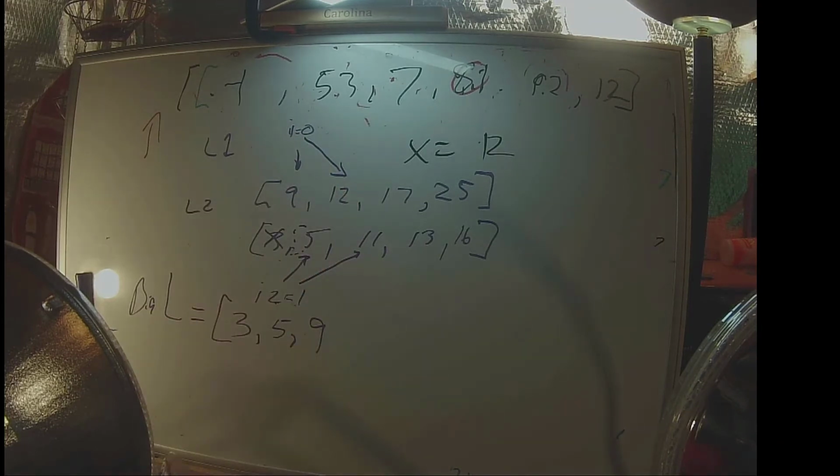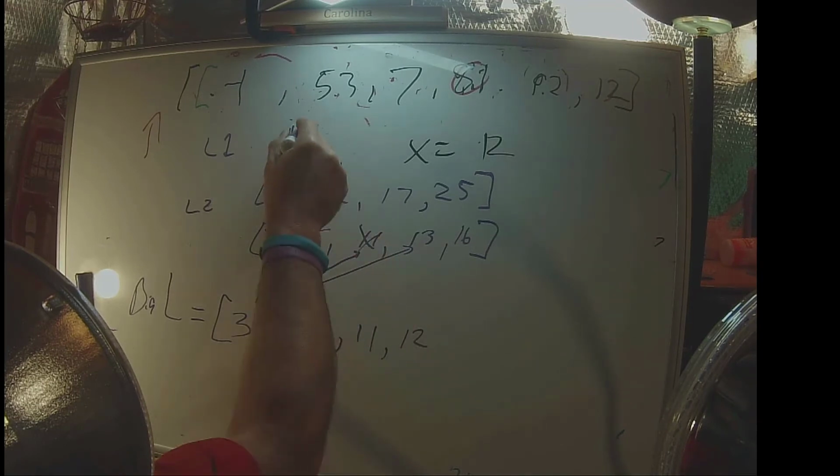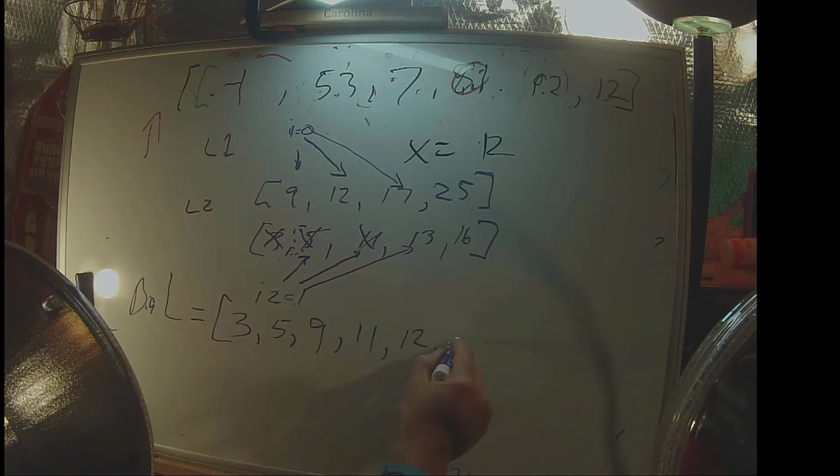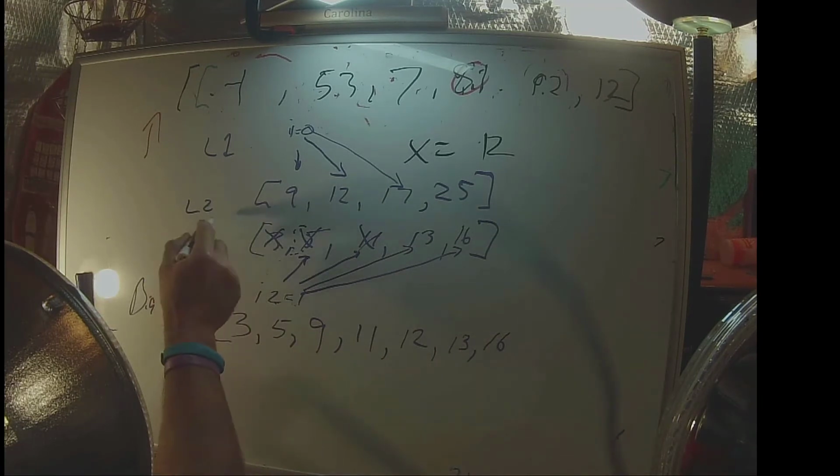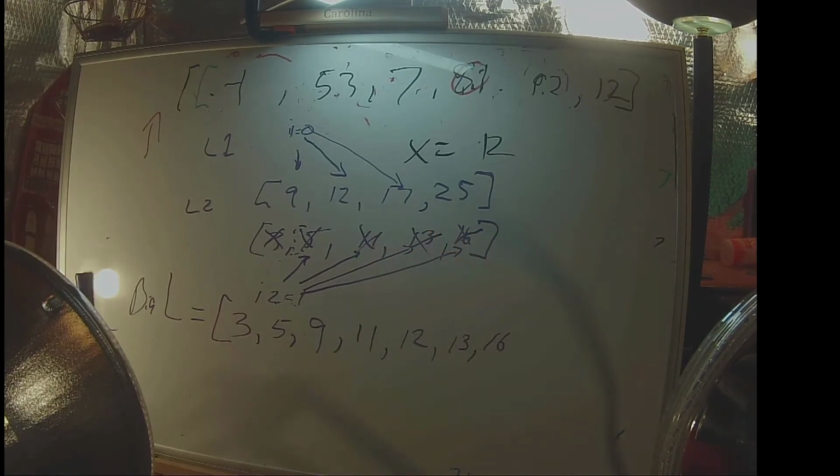We move the L1 pointer. 11 is less than 12. We move our pointer down. 12 is less than 13. We move our pointer down. 13 is less than 17. We move our pointer down. 16 is less than 25. And now L2 is exhausted. There's nothing left in L2 to be checked. So now we just copy whatever's left out of L1 and pop it on the end. And that's really all the merge algorithm is.